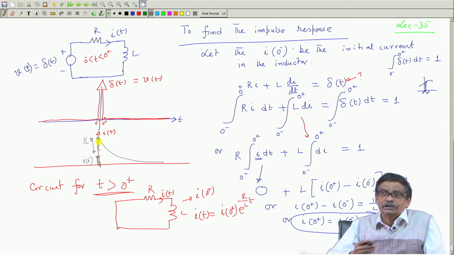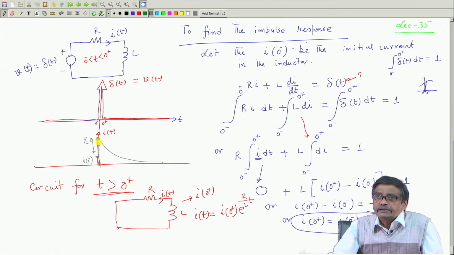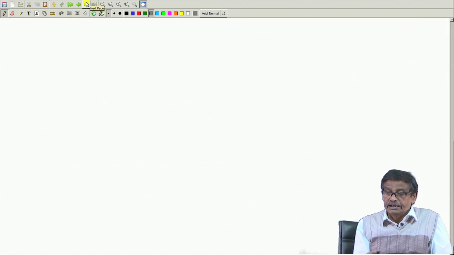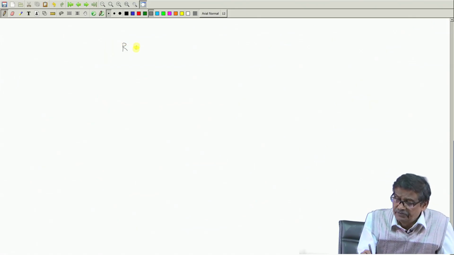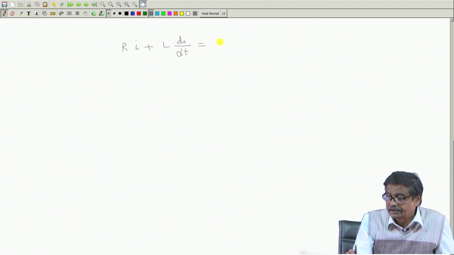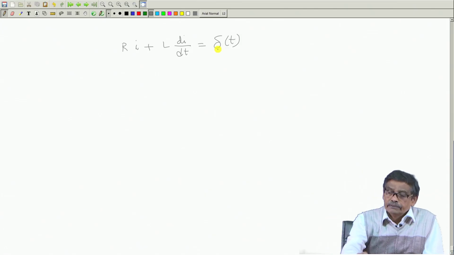So, at t equal to 0, something is happening; it is changing the initial current by a certain amount and then it decays down to 0. Understood? Then there is another way of interpreting this result. Our initial differential equation was like this: L di dt was equal to delta t, is it not? This was the initial current.